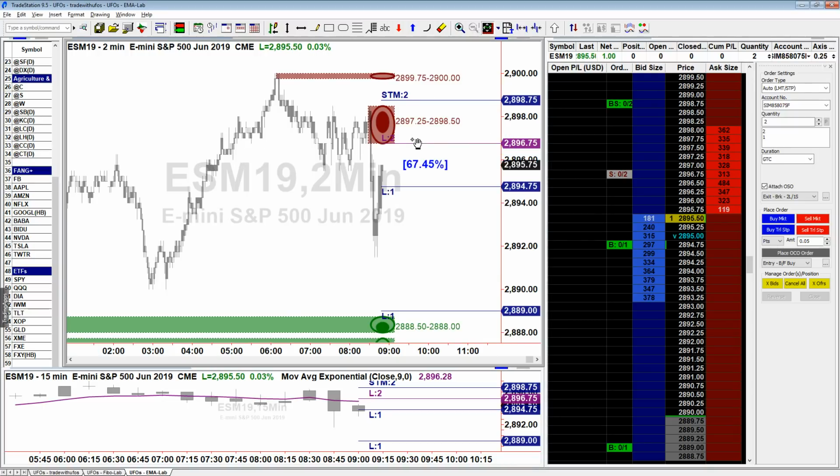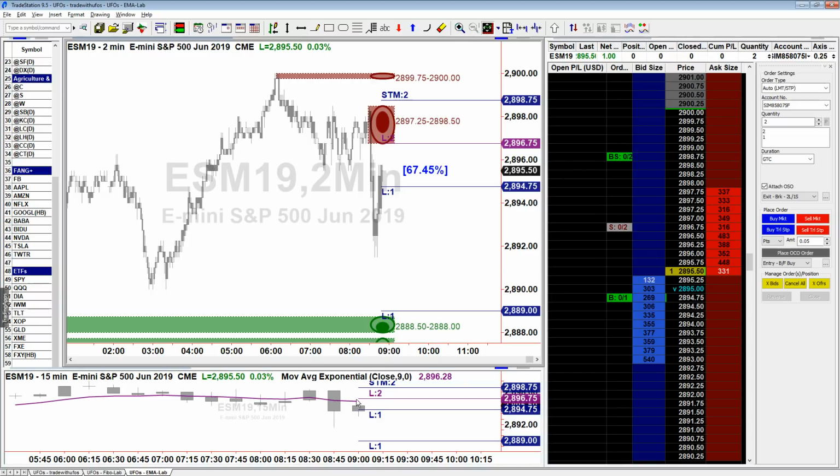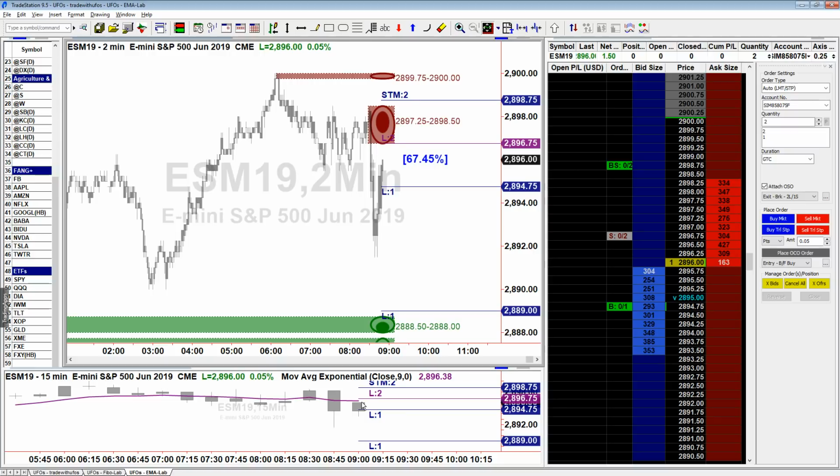Shorting using the red UFO, lining up with the average, slightly above the average. We'll also talk about that on Sunday, because this is not ideal when the entry is slightly above the average. At the same time, price coming up is going to push the average a little higher. So we are more or less going to enter at the average price. It's going to be about that.